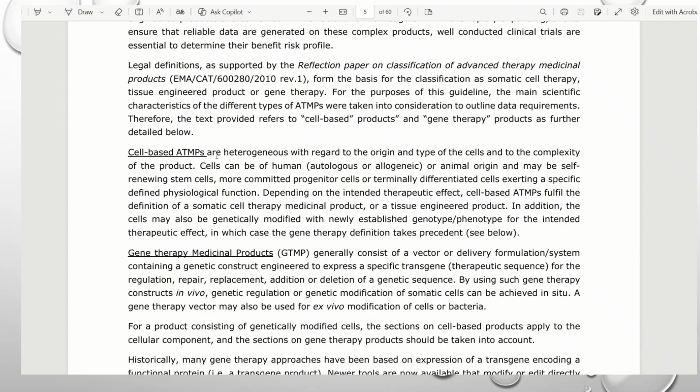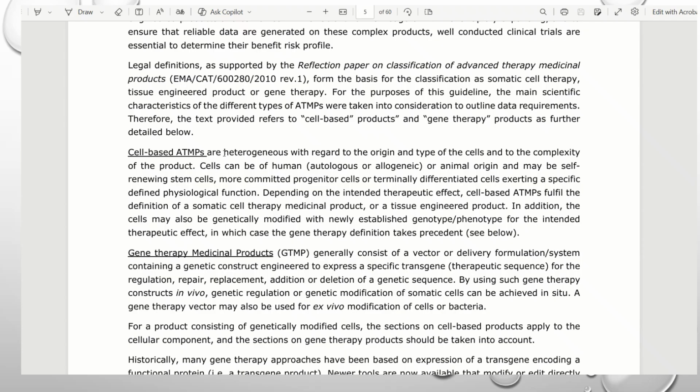So they are cell-based ATMPs, but they also come under gene therapy products because they undergo these genetic modifications, but primarily they are cell-based medicinal products, genetically modified cells. Cell-based ATMPs are heterogeneous with regards to origin, type of cells and the complexity of the product. What they mean by that is it's not consistent, it's not 99% one component. It consists of a blend of several components, and we do have to identify what that blend is.